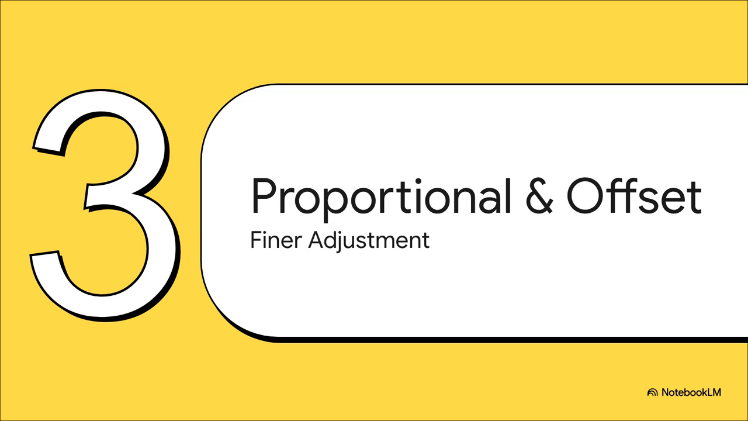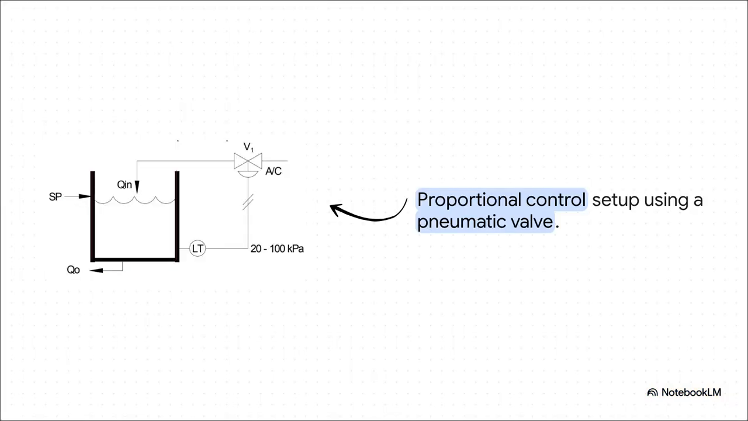Section 3, Proportional Control and Offset. A step towards finer adjustment. Well, by replacing that clunky binary switch with a pneumatic level transmitter and a control valve, we step up our game. We can now provide a continuous adjustment that's directly proportional to the size of the error. Think about it. If the error is small, the valve opens just a little bit. If the error is huge, it opens up a lot.